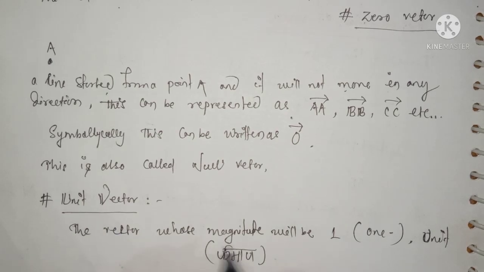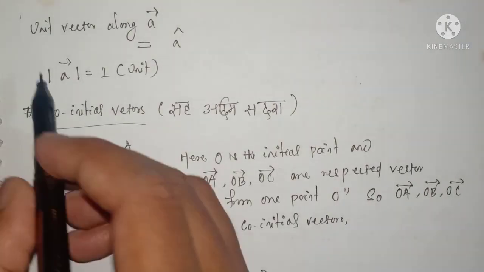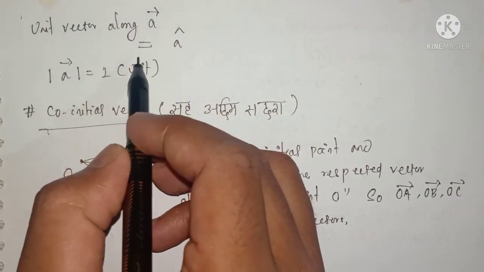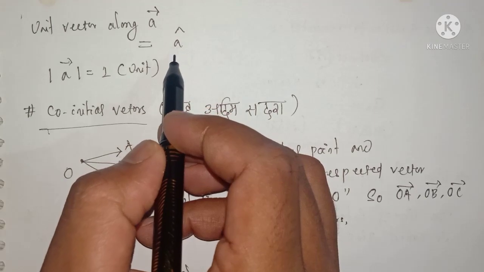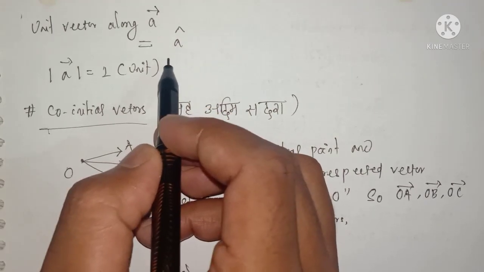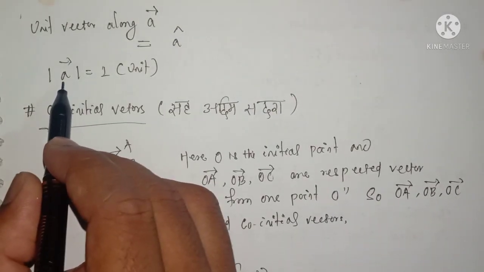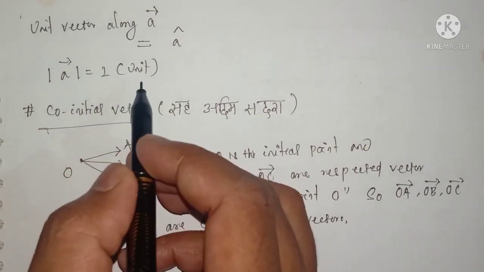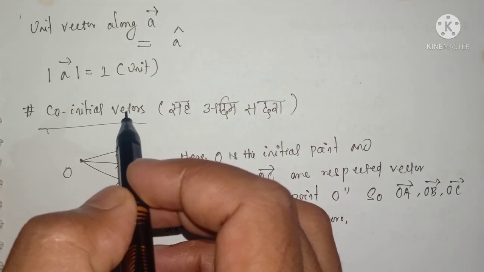Okay, now students, move to the second vector, that is the unit vector. The vector whose magnitude is 1 is called a unit vector. That means the unit vector along a vector is equal to a cap, right? So the magnitude of a vector, that means the magnitude of a, is equal to 1 for the unit vector.